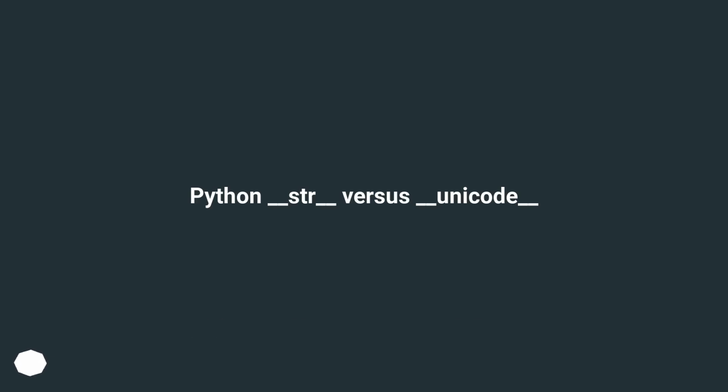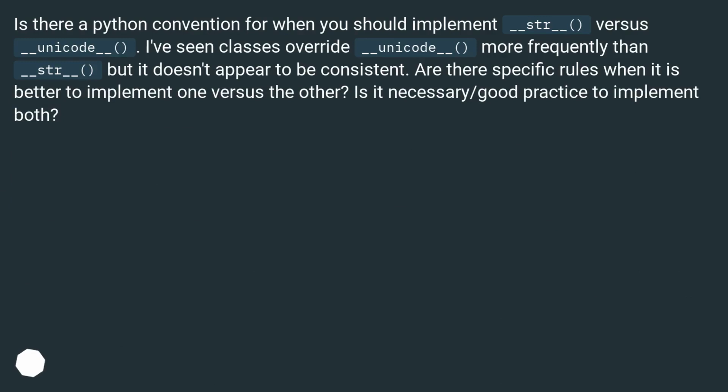Python __str__ versus __unicode__. Is there a Python convention for when you should implement __str__ versus __unicode__? I've seen classes override __unicode__ more frequently than __str__, but it doesn't appear to be consistent. Are there specific rules when it is better to implement one versus the other? Is it necessary or good practice to implement both?